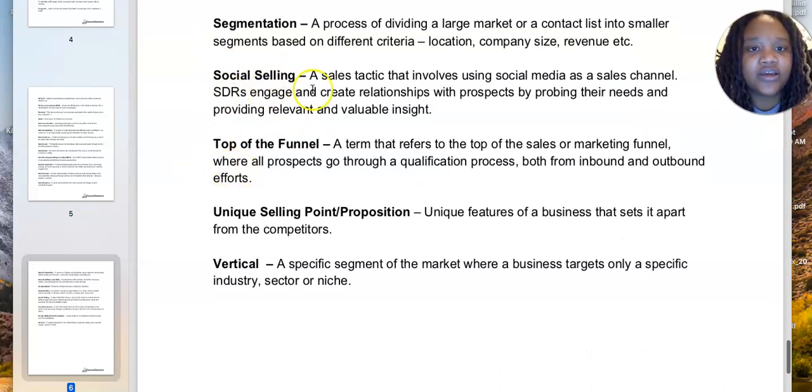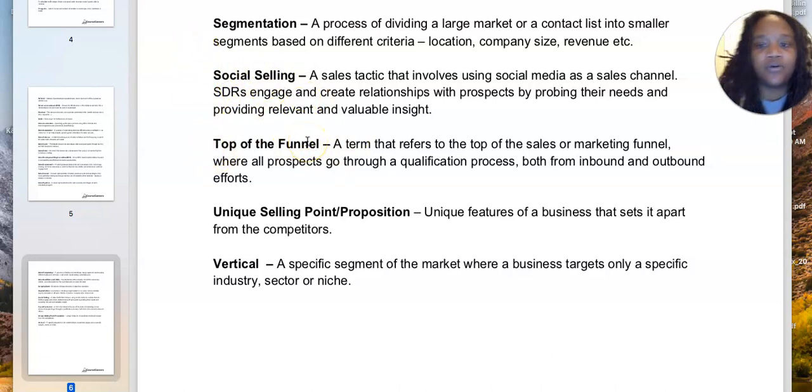Next, we have social selling. This is a sales tactic that involves using social media as a sales channel. So we have sales development or SDR engagement. Same thing. It's a sales development representative engagement, and they create relationships with prospects by probing or figuring out their needs and providing relevant and valuable insight. So that's more so on the BDR side of things. That's more so on the outreaching.